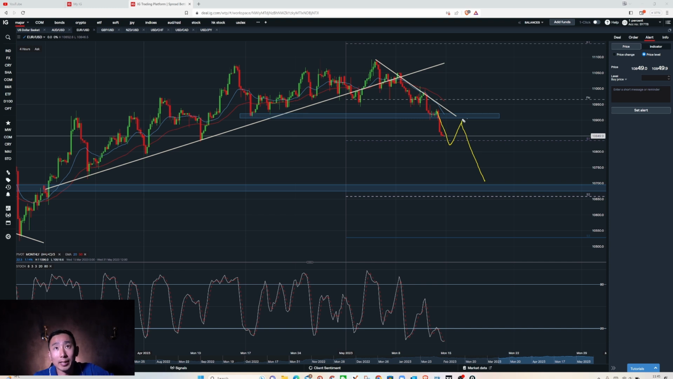109 area is the area. So again, very simple. Go and set an alert around the area. 10888. So beautiful. I love this number. You know, being Chinese, I love the number 8. Perfect. Bang. 10888. Sell price. When I go back to that, then I'll look for the right price action to take it short on euro dollar.